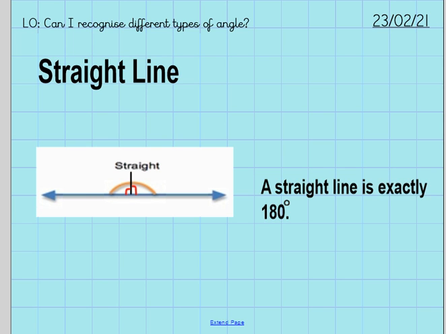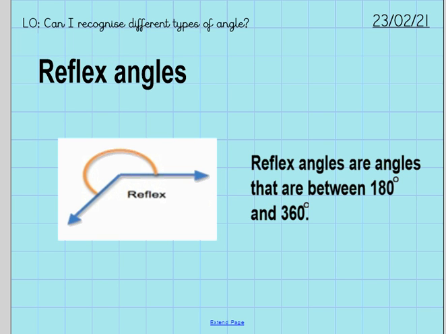Now, anything bigger than 180, so between 180 and 360, they are reflex angles. So all of this angle around here, if we're measuring an angle that is bigger than 180 but less than 360, we're going to call those reflex angles.